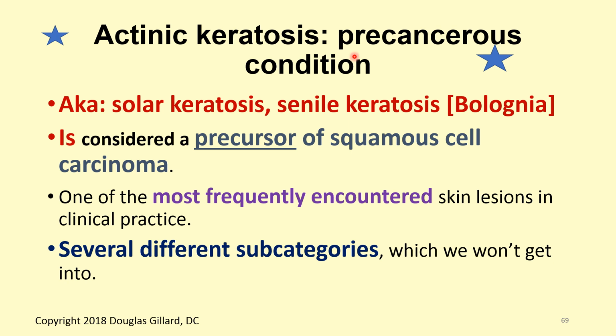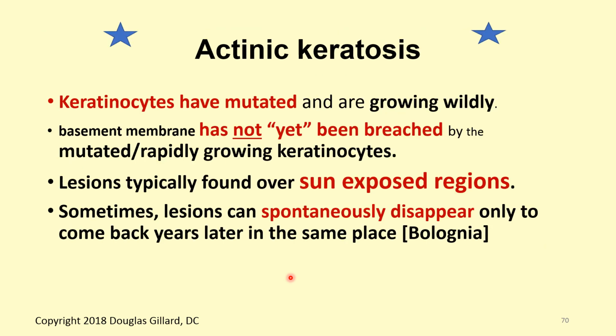So it's a precancerous condition. They don't like to call it solar keratosis because look at the initials, SK, seborrheic keratosis. It gets confusing, so authors shouldn't call it that. Actinic keratosis is better, keeps it separate because it's way different from seborrheic keratosis. It's a precursor of squamous cell carcinoma. One of the most frequently encountered lesions that you run into in clinical practice. People are scared of this one. It doesn't look good. There are several subcategories. We could really dig into it, like Bologna does, but I'm not going to dig into it that deep for us.